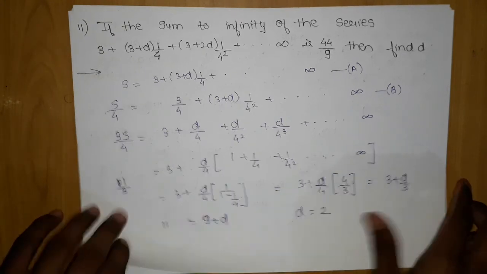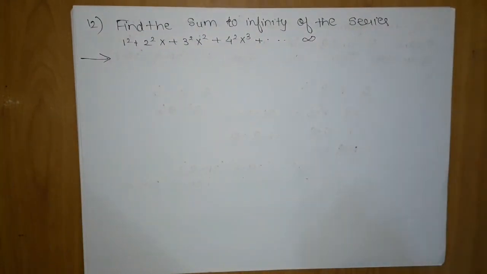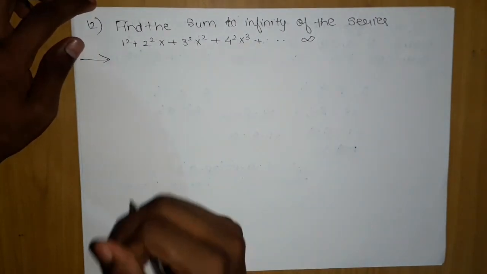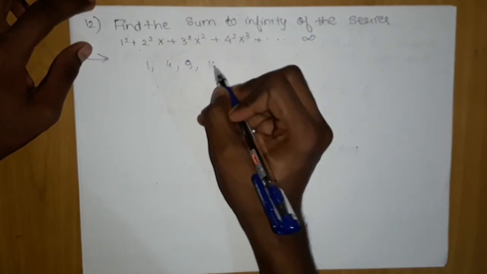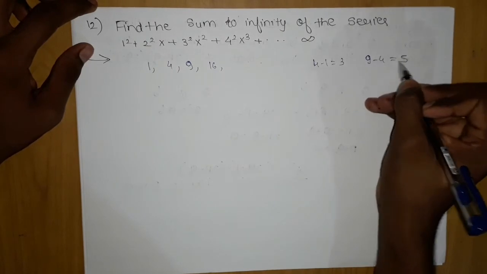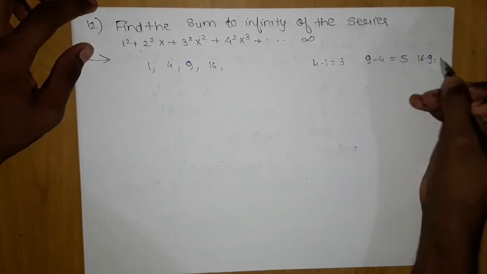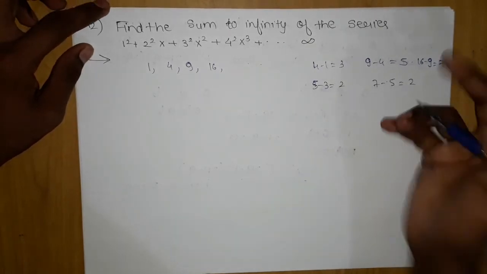Okay, the next problem is question number 12, which says find the sum to infinity of the series 1 square plus 2 square x plus 3 square x square plus 4 square x cube till infinity. Now let's get the sum of this. You can see 1, 4, 9, 16. Like this term. 4 minus 1 is 3, 9 minus 4 is 5. Now you are very familiar with this pattern. 16 minus 9 is nothing but 7. Now 5 minus 3 is 2, and 7 minus 5 is 2.